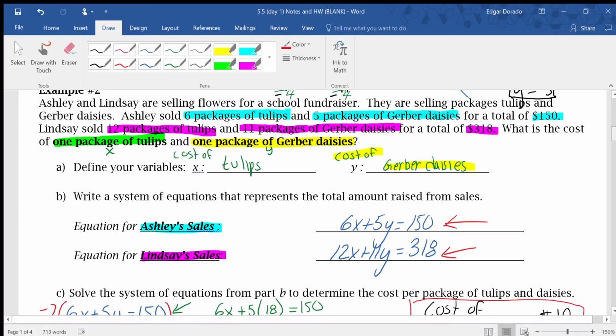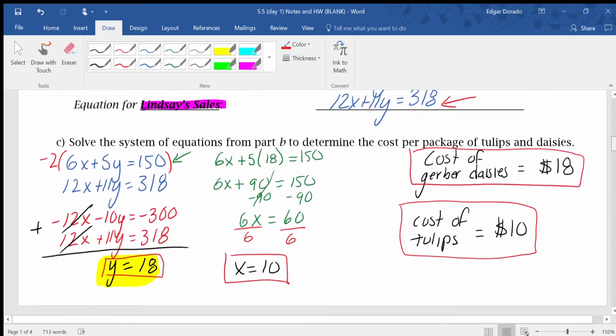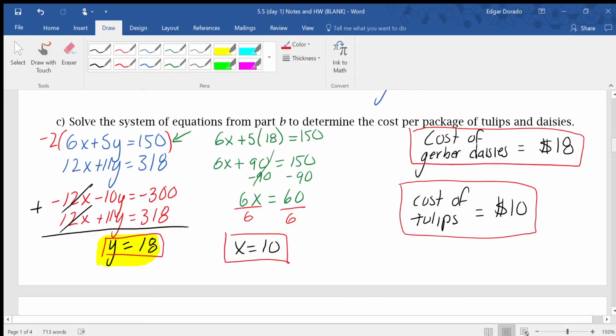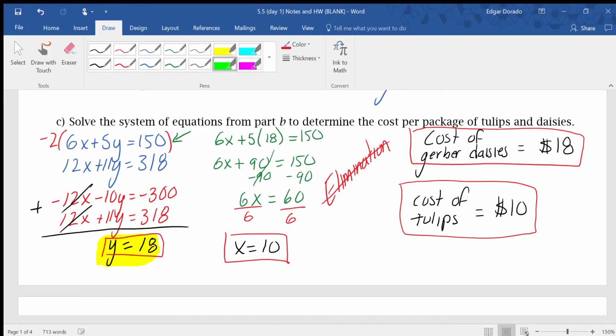From there, we knew we had 3 skills that we now know. We can either do elimination, substitution, or graphing. Well, there's no graph here, so I'm not even going to try graphing. Substitution you could do, but it's going to be a little bit harder to isolate one of those variables in order to substitute it into the other equation. So what I went ahead and did was just use elimination. That's the process I used here if you wanted to know. I did elimination.